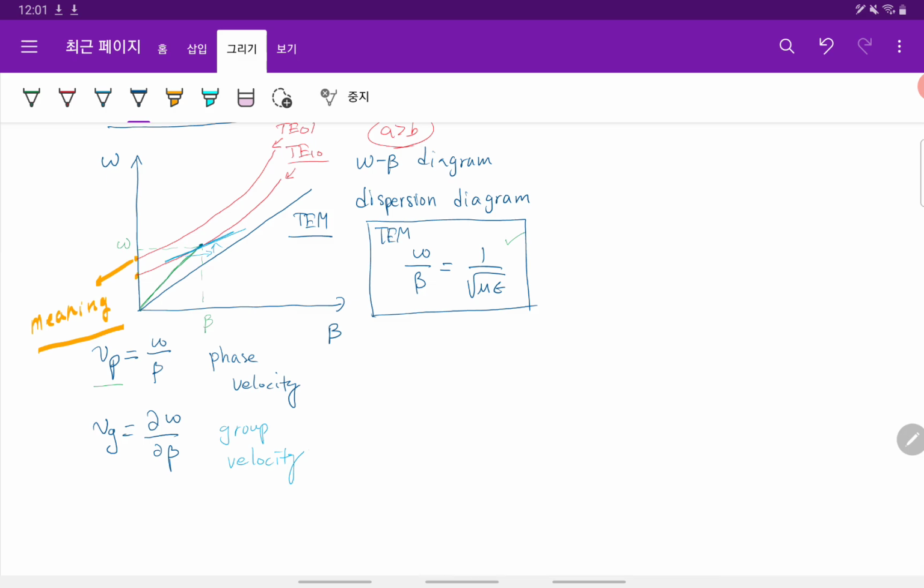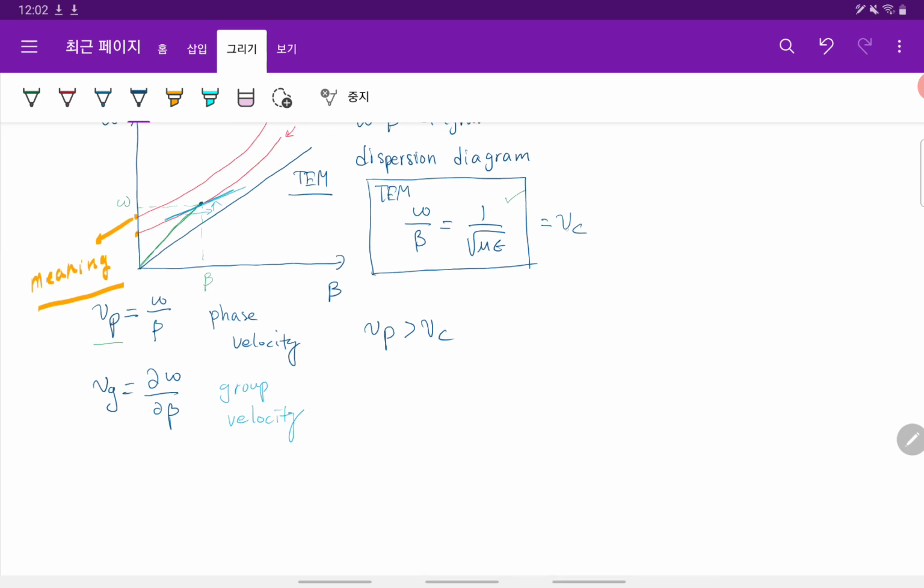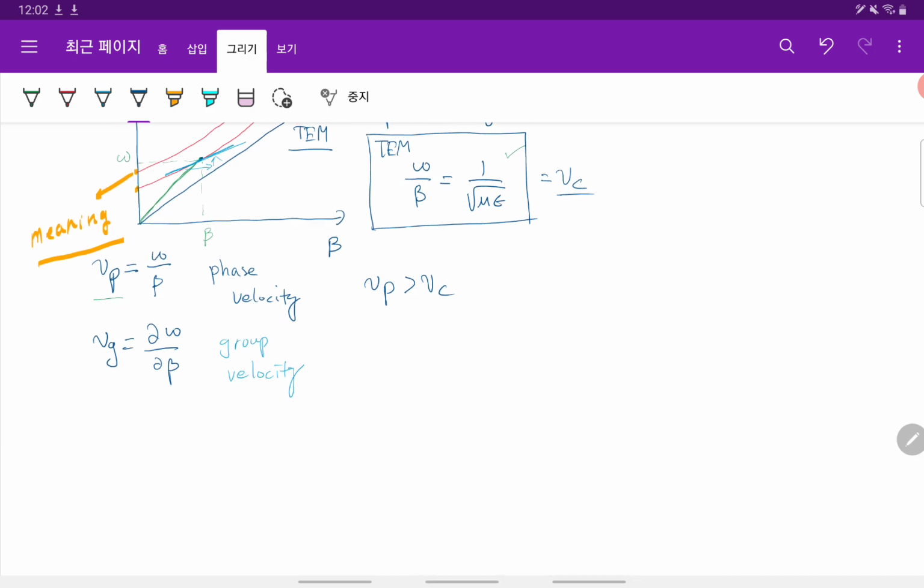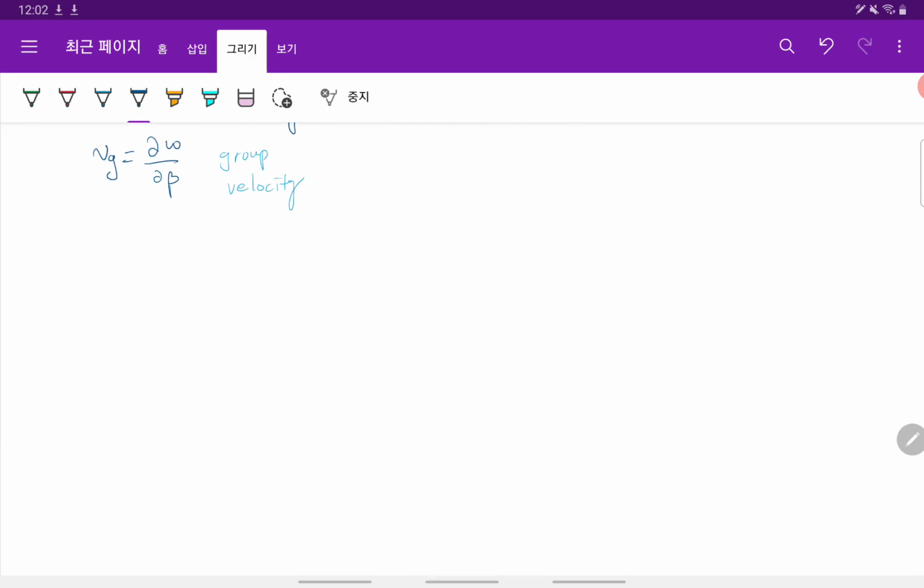And another thing is, as I said, the phase velocity inside a rectangular waveguide is Vp. Let's say this is Vc. So Vp is larger than Vc, right? How can you understand this?